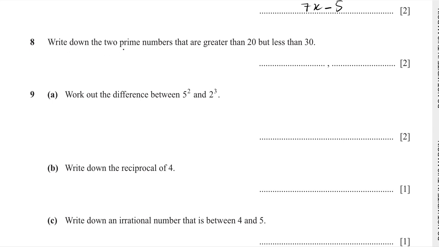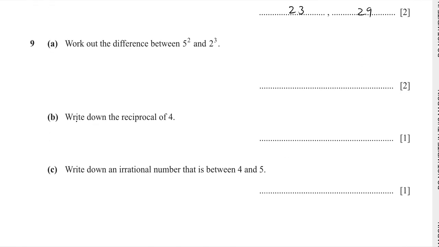Question number 8. Write down the two prime numbers that are greater than 20 but less than 30. So we know that there are two prime numbers that are greater than 20 but less than 30. That is 23 and 29. Just to make sure you know what prime numbers are, prime numbers are the numbers that are only divisible by 1 and itself. So 23 is only divisible by 1 and itself, and 29 also is divisible by 1 and itself only.